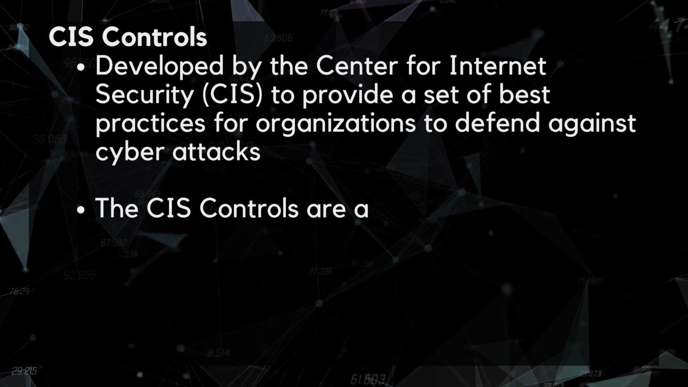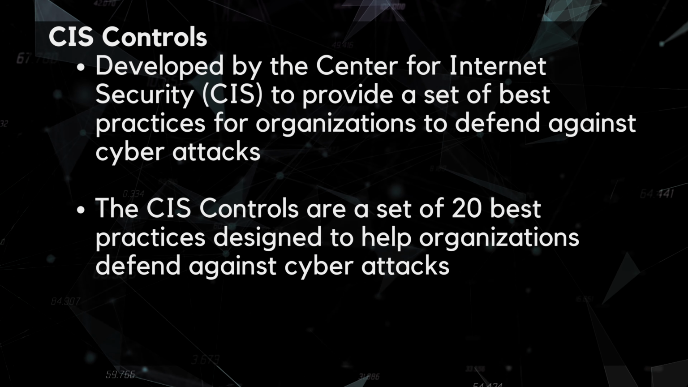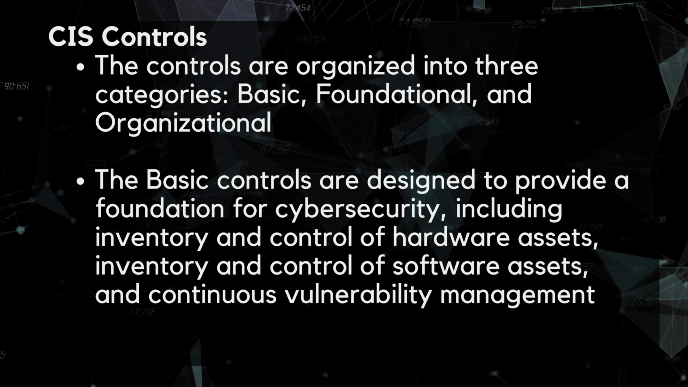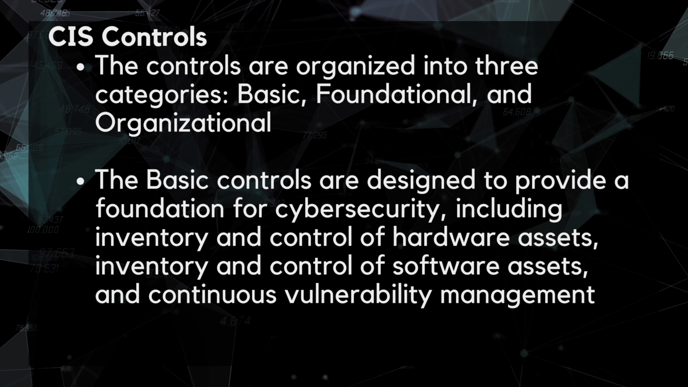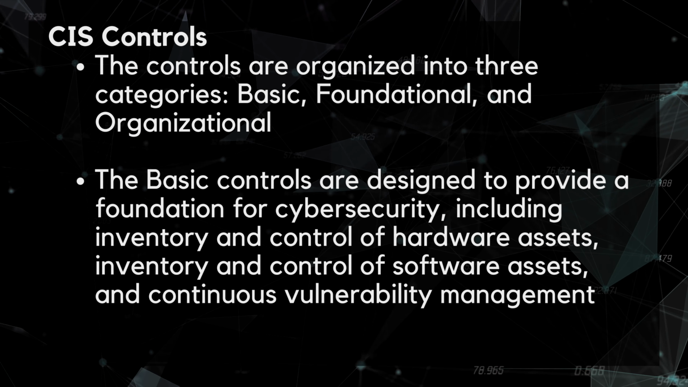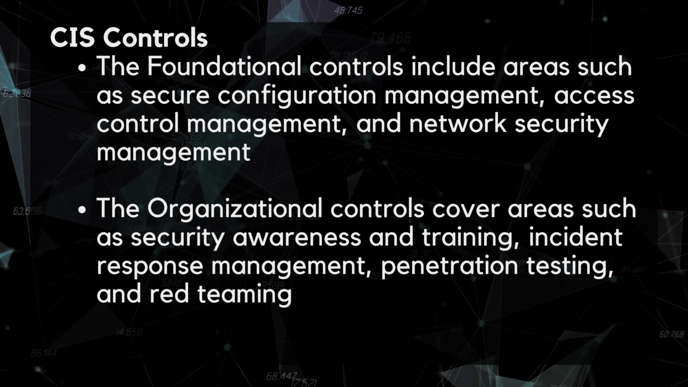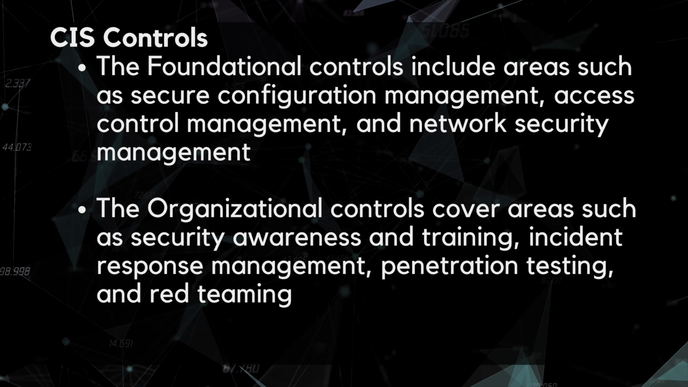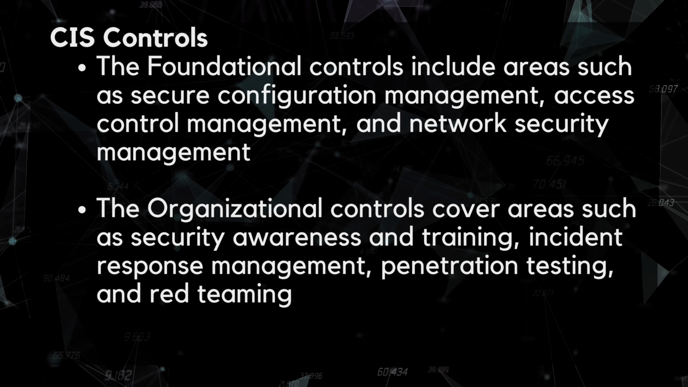The CIS Controls were developed by the Center for Internet Security to provide a set of best practices for organizations to defend against cyber attacks. The controls are organized into three categories: basic, foundational, and organizational. The basic controls are designed to provide a foundation for cybersecurity, including inventory and control of hardware assets, inventory and control of software assets, and continuous vulnerability management. The foundational controls include areas such as configuration management, access control management, and network security management. The organizational controls cover areas such as security awareness and training, incident response management, and penetration testing and red teaming.